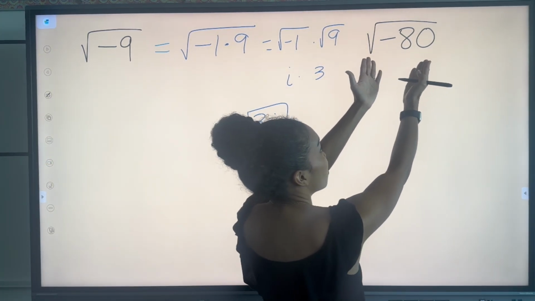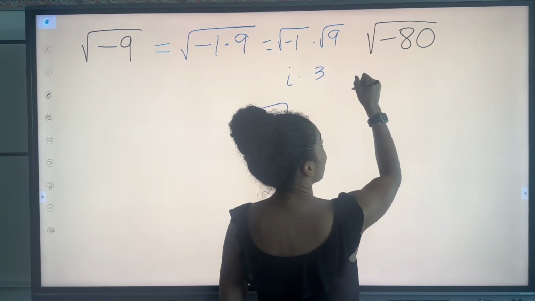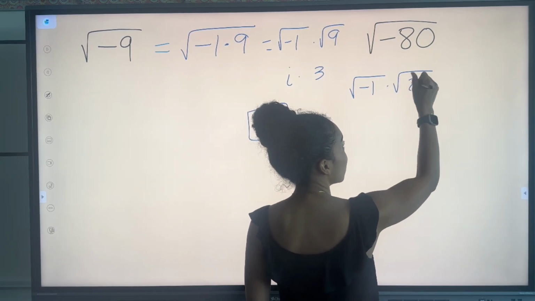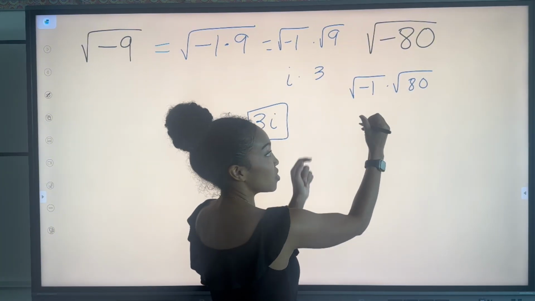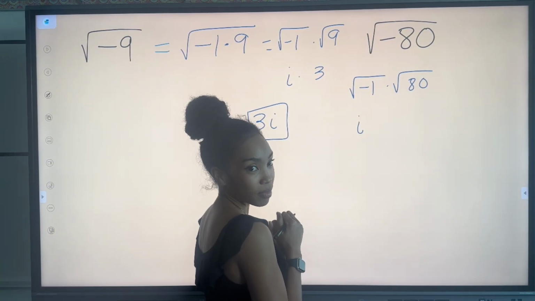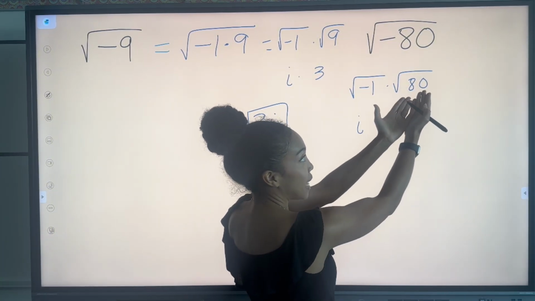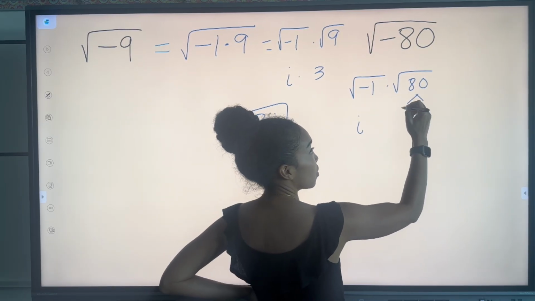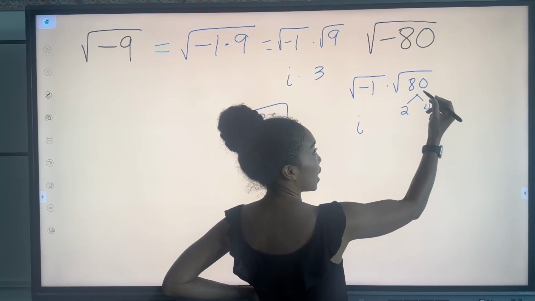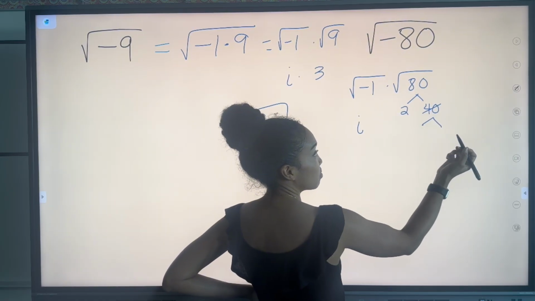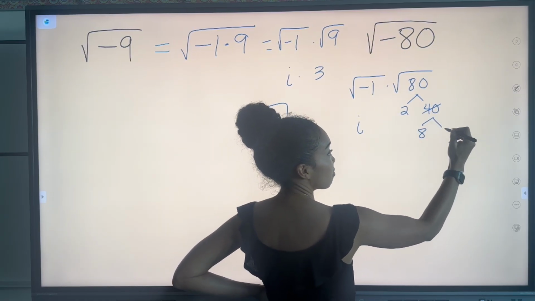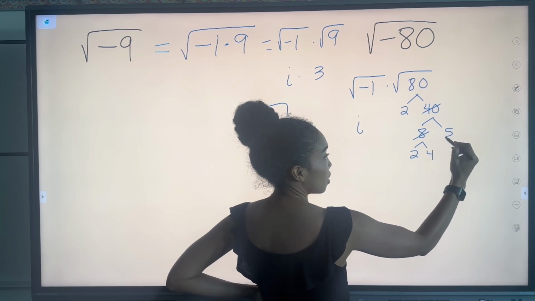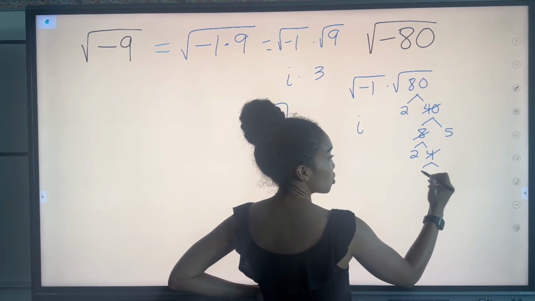Let's do the square root of -80. Let's split this up into the square root of -1 times the square root of 80. I know this one is just i, okay? Now we're just going to split up this 80. What are two numbers that multiply to 80? 2 and 40. Okay, 2 times 40 will give me 80. Let's split up this 40: 8 and 5. And then this 8 can be broken down into 2 and 4. And 4 can be broken down into 2 and 2.